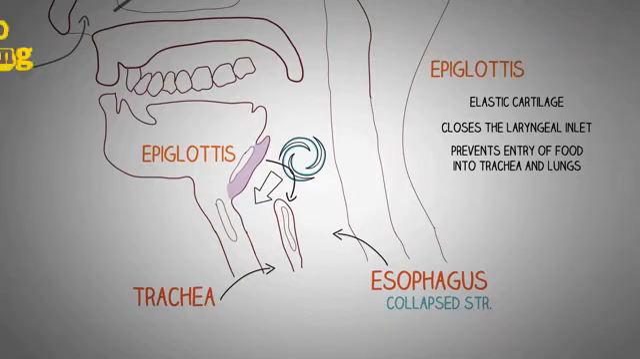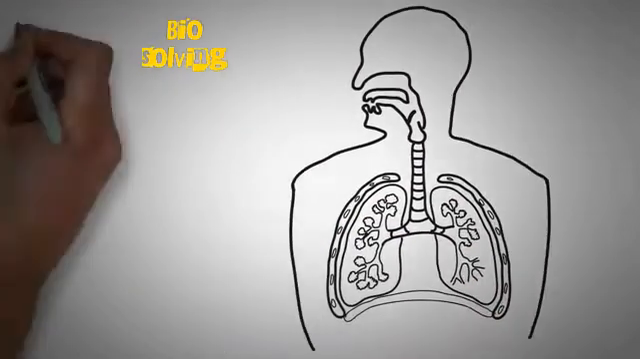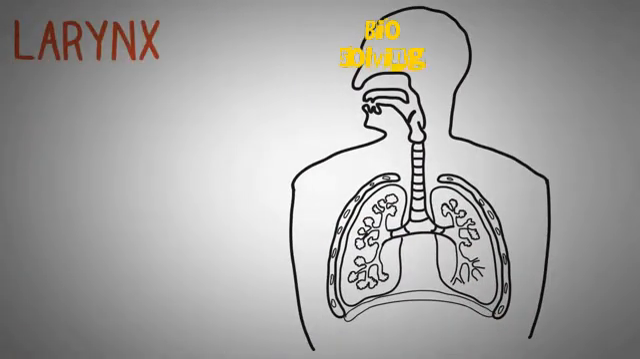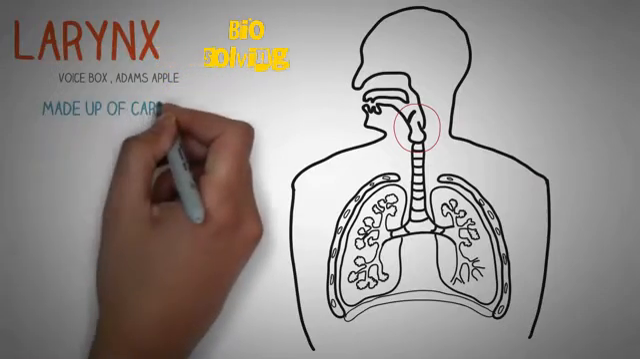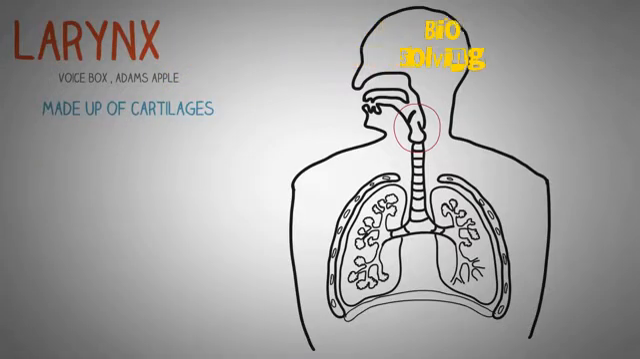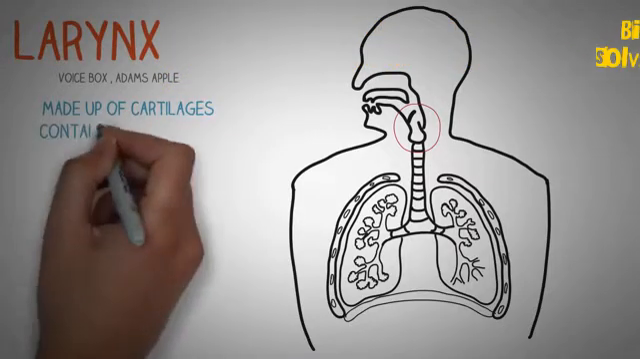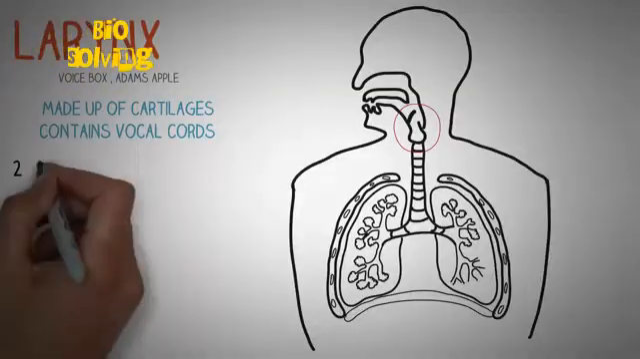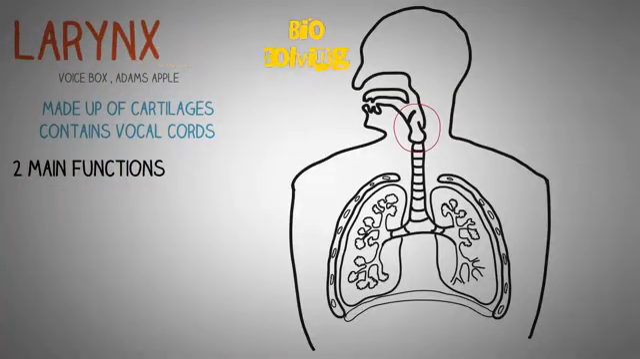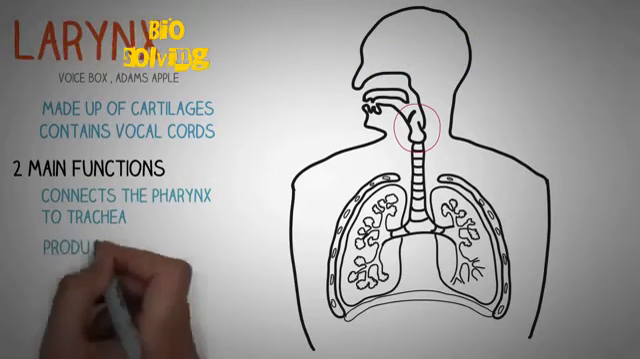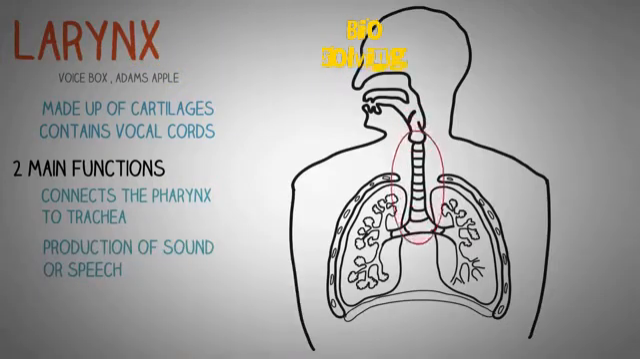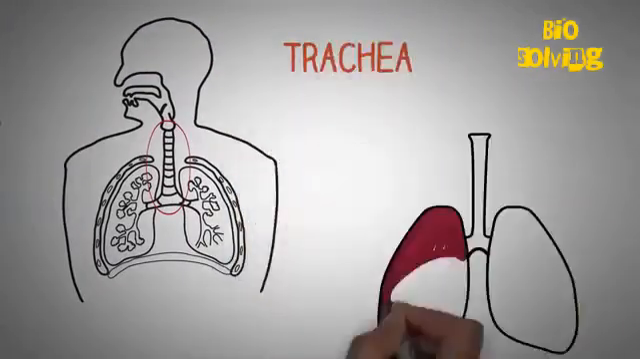The next important structure in the respiratory tract is the larynx. The larynx is located right here, and it is also known as the voice box as well as the Adam's apple. The larynx is made up of many cartilages, and the larynx contains the vocal cords. The main functions of the larynx in the human respiratory system are that it connects the pharynx to the trachea, and the second important function is the production of sound or speech.